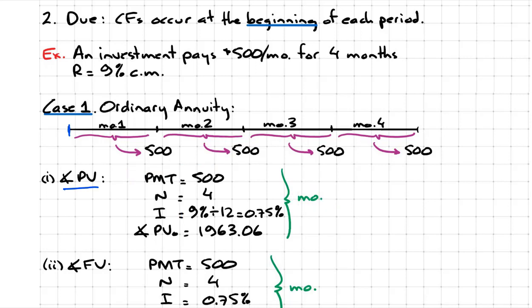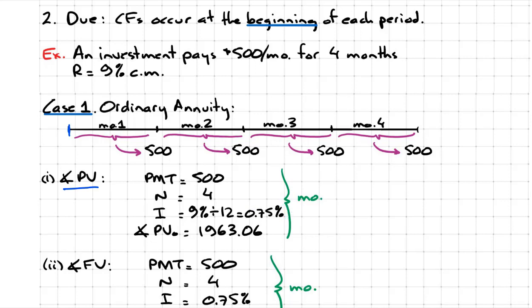So here we go. Let's enter our values. We're getting $500 per month. There are 4 months, right? And the interest rate is 9%, but the 9% is annual. So we have to express it on a monthly basis. So what do we do? We divide it by 12. So therefore, on a monthly basis, the required rate of return is 0.75% per month.